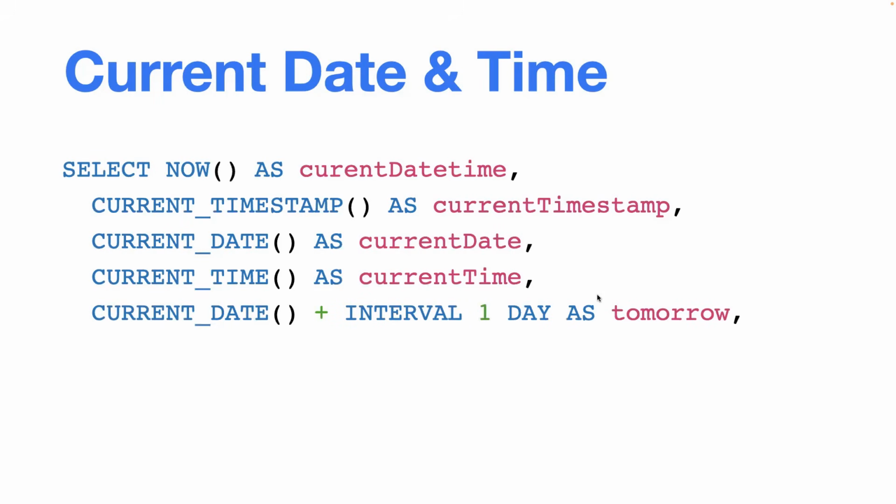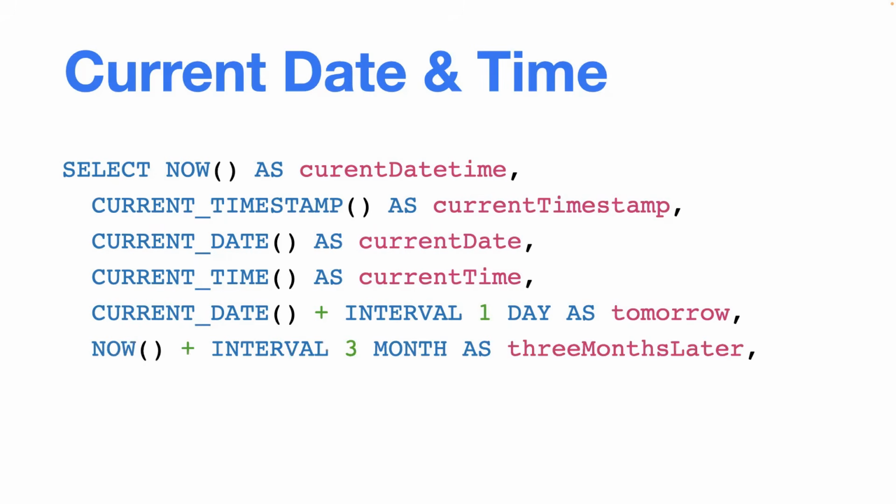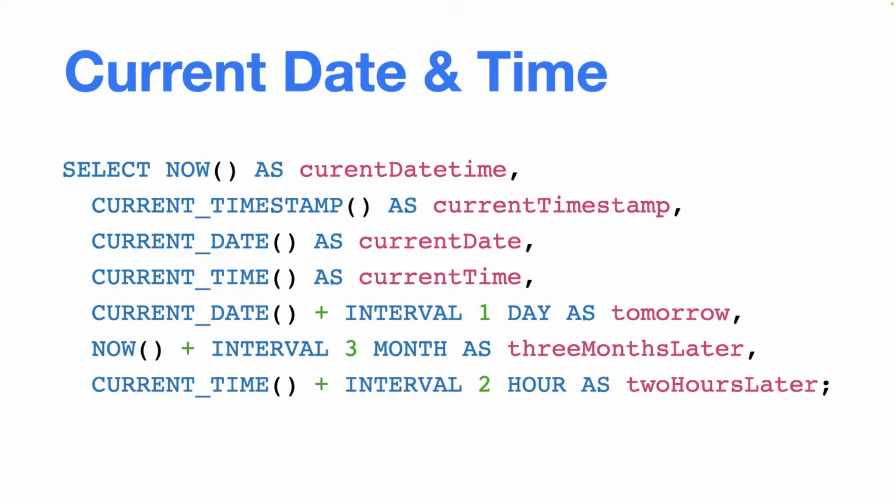Then we saw how to add durations using interval. So you just type plus, or you can even do minus. So if you want to go back, you can use minus, and interval 1 day or interval 3 month or interval 2 hour. And remember, you have to use the singular form. You cannot use the plural form. So that's how you create dates, and that's how you move dates around.